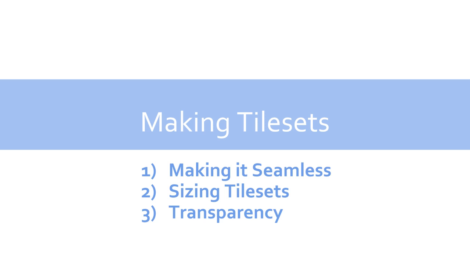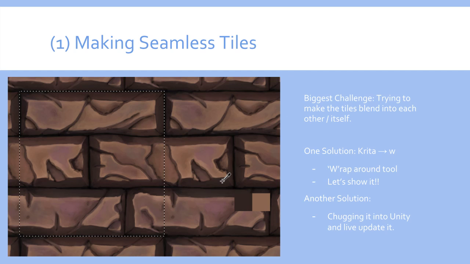All right, how do you make a tile set? Big 3 principles make a tile set: making the tiles seamless, sizing them properly, and making sure they're transparent. Moving to the first one. All right, seamless tile sets. Even though these tiles are made of blocks, you want to create the illusion that they're all one solid piece or one solid level.